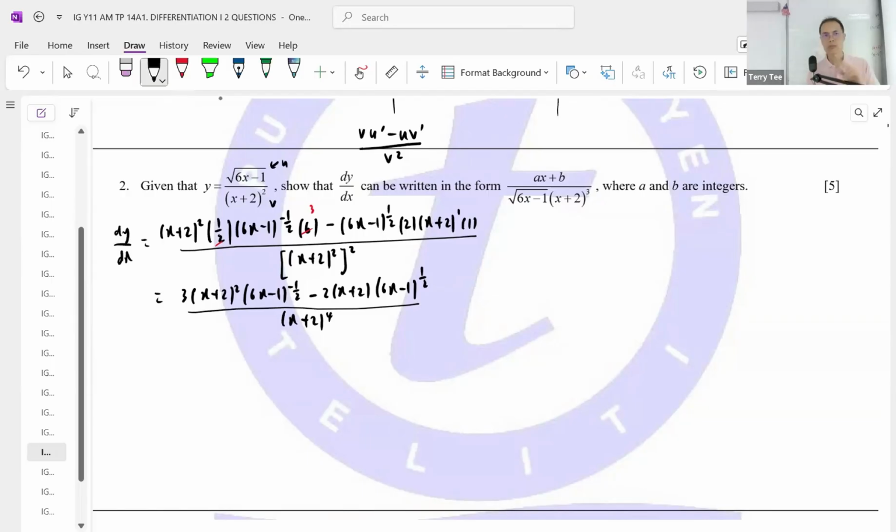Now here we have two common factors. The first common factor is x plus 2. So I will take out x plus 2 only. Let me just write this first.